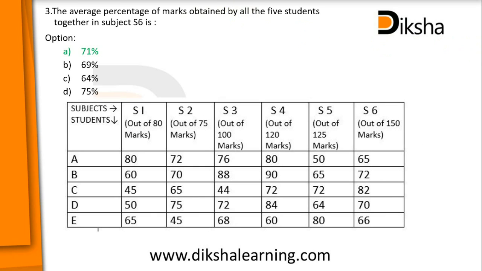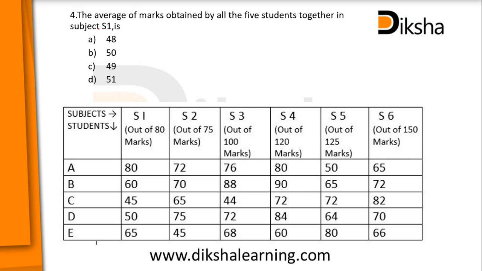Again, question number 3 is similar to question number 1. In both cases, they have asked the average percentage. So we will be directly adding and directly finding the average. There is no need to change to marks. Then moving to question number 4. Here the question is the average of marks obtained by all the 5 students together in the subject. So again, here they have asked the average marks, not average percentage of marks. So we want to change this percentage into marks.